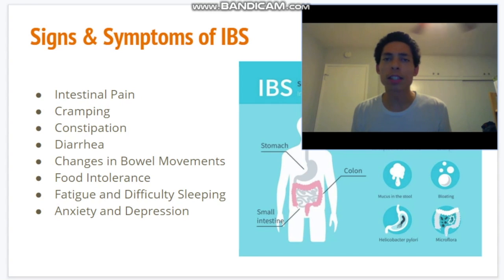IBS is linked to cognitive conditions as well. Anxiety and digestive IBS symptoms appear to reinforce one another in a vicious cycle, while people with IBS are reportedly more likely to have an anxiety disorder or mood disorder, such as depression.